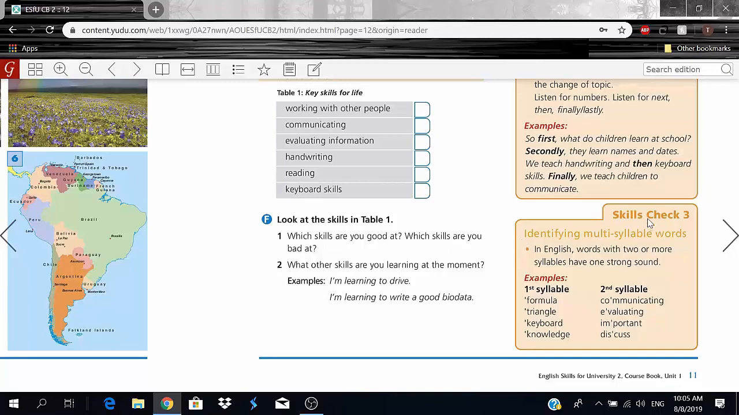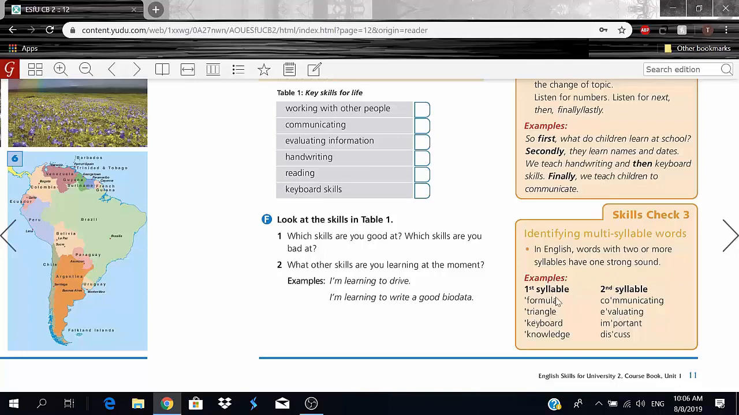Now, here we have skills check 3, and this is the final skills check before we move on to speaking. Here we have identifying multi-syllable words. So in English, words with 2 or more syllables have one strong sound. Let's actually just straight up look at the examples here. This is really simple. These are words with a first syllable, and these are words with a second syllable, okay? Notice the difference.